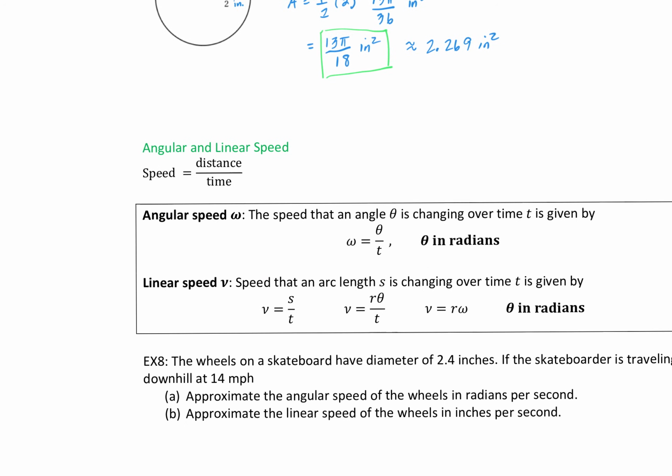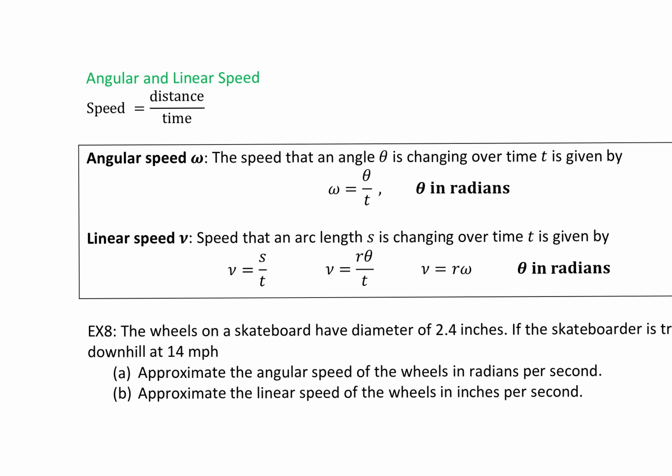The last topic in this section is going to be what we call angular and linear speed. When you think of the arc length, that's a distance along a circle. So that would be what we call a linear distance. But then we also have this idea of this angle theta going around our circle, and that would be our angular measurement.